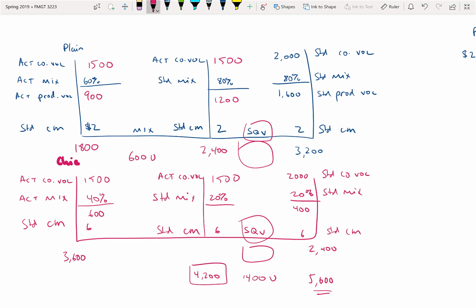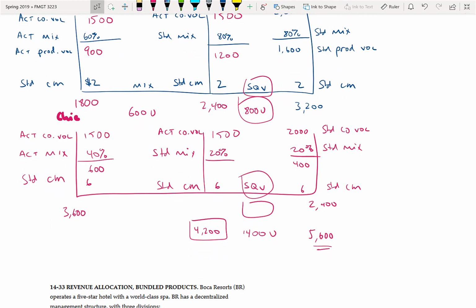On the far right, 2,000 times 80% times 2. We've got the 3,200 on the far right over there. Down in the middle, we've got 2,400. And this gives you an $800 unfavorable variance. Okay, if that's 800, and this far left side is 3,600. This is 1,500 times 20%, so that's 300 times 6 is 1,800. 1,800 compared to 2,400 gives you a $600 unfavorable variance.